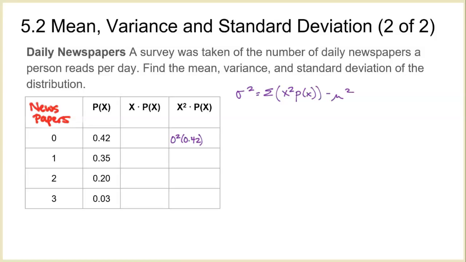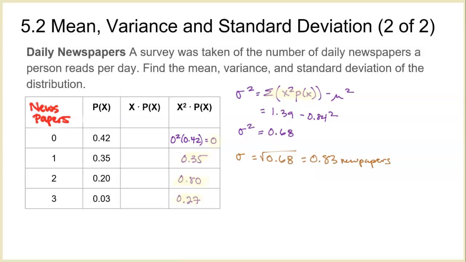And then minus the mean. So when we find those values, and again I didn't show that here, 2 squared is 4, 4 times 0.20 is 0.80, 3 squared is 9, 9 times 0.03 is 0.27. So when I add those values together, it will give me this calculation. So 1.39, add these together, minus the average squared, and that'll give me the variance. So this is my variance. I need that value to find the standard deviation, which is the square root of that, so 0.83 newspapers.